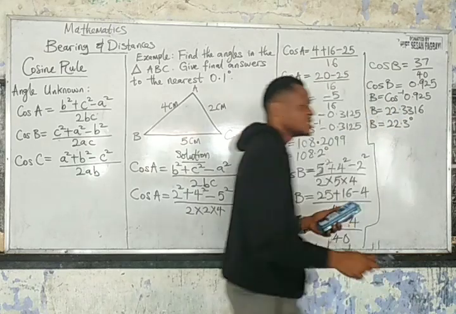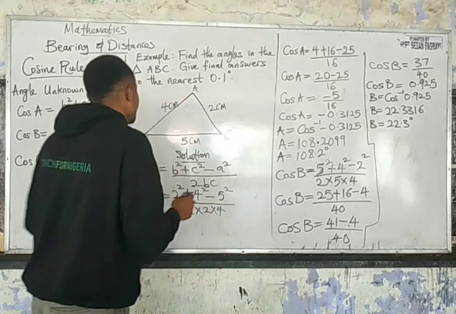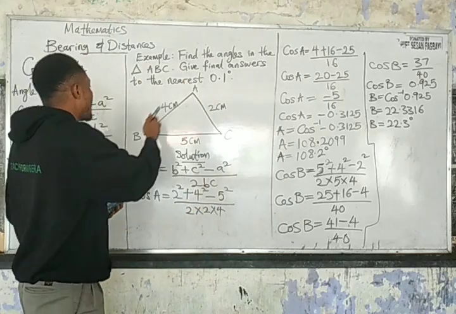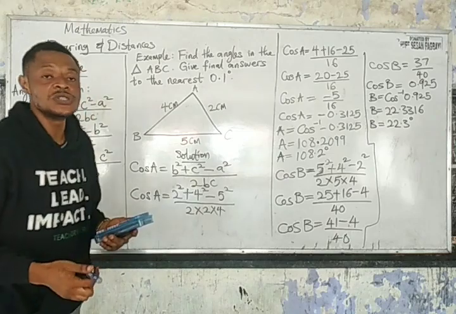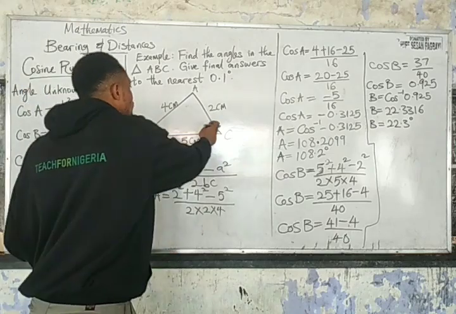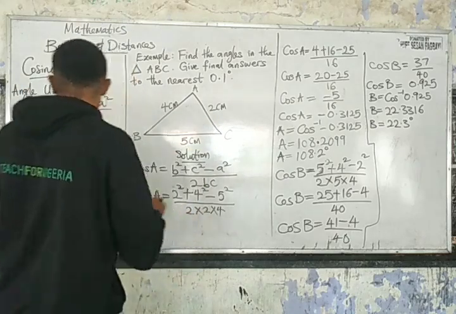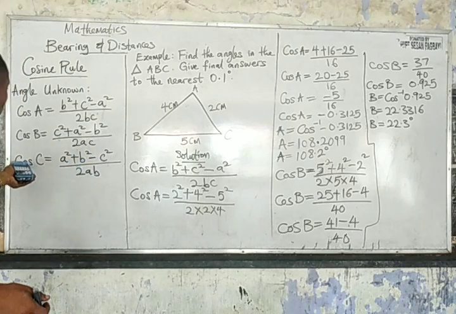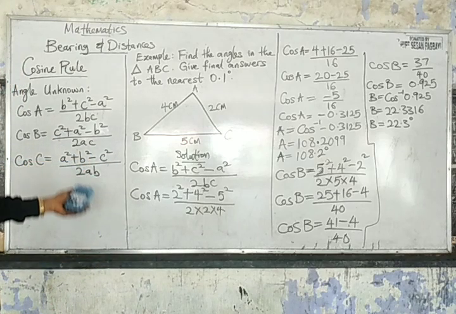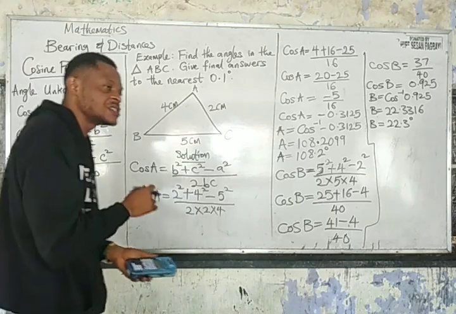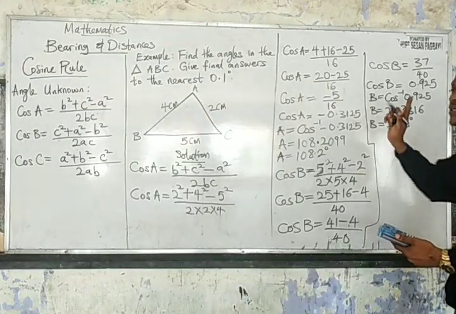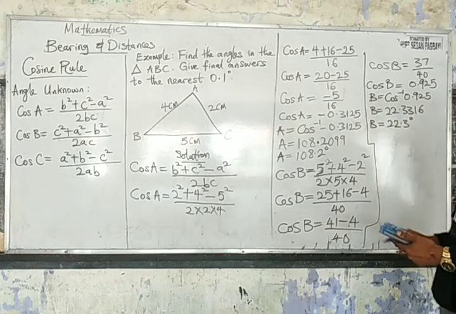22.3 degrees. Easy. Now for the C, having found the A and the B, we can decide to use sum of angle in a triangle to get the C, or still stick with the formula of cosine rule, which is a squared plus b squared minus c squared, everything all over 2ab. So let me start with using sum of angle in a triangle.